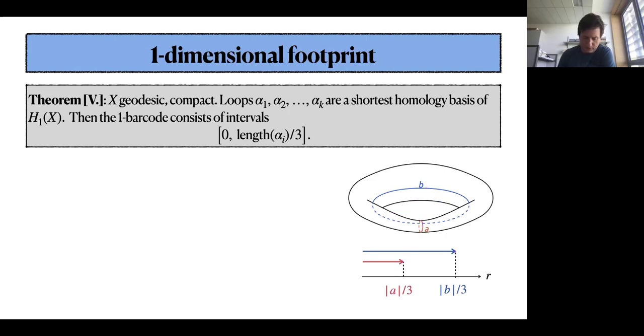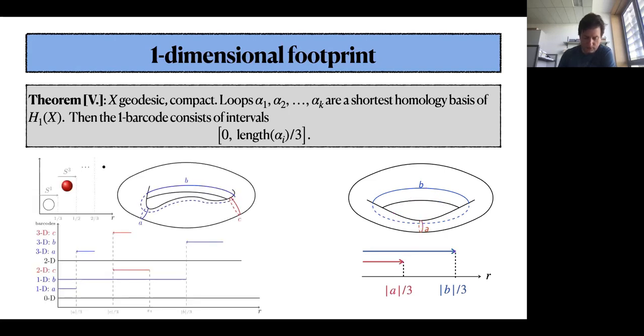Right. So let's see how this works on our example. We marked 3 geodesics, A, B, and C. Now the blue geodesics, A and B, represent the shortest homology basis, and their death times are 1/3 of the length of the corresponding bar here, and the same for this one.